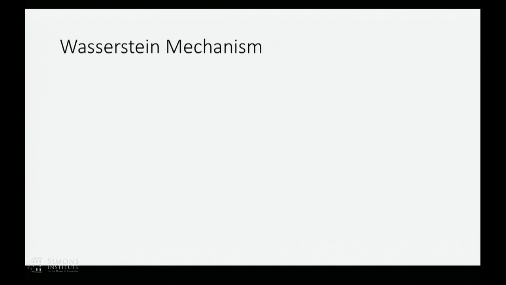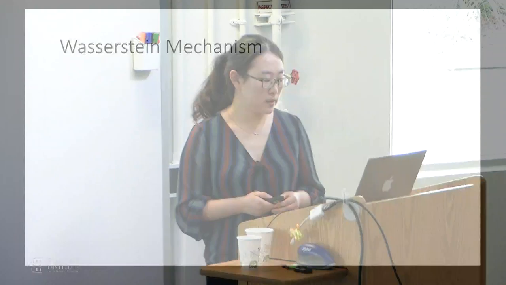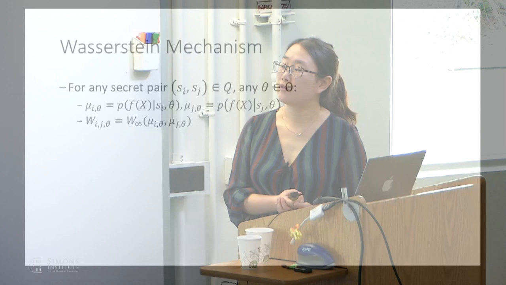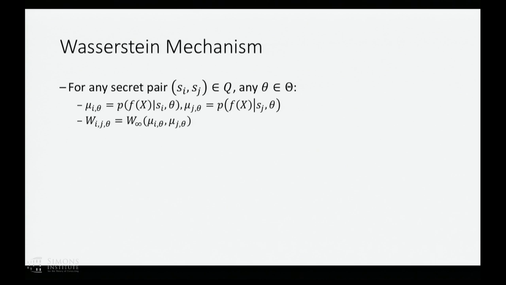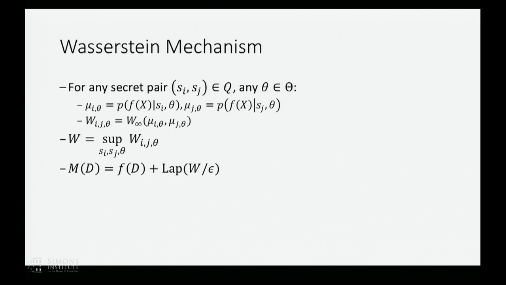So the way we construct this algorithm is like this. Given any query function f, for any secret pair si and sj, and for any distribution theta in our capital Theta, we let mu i theta be the probability distribution for f given theta and si, and mu j theta be the distribution of f given theta and sj. Then we compute the infinity Wasserstein distance between mu i theta and mu j theta. After enumerating through all the pairs and all the distributions, we take a supremum among all these infinity Wasserstein distances. Let's say this value is w. We add Laplace noise of scale w over epsilon to the true result of our query. We can show that this algorithm guarantees epsilon Pufferfish privacy.